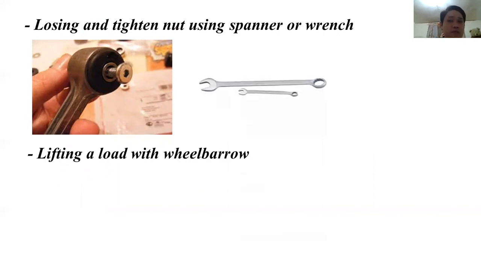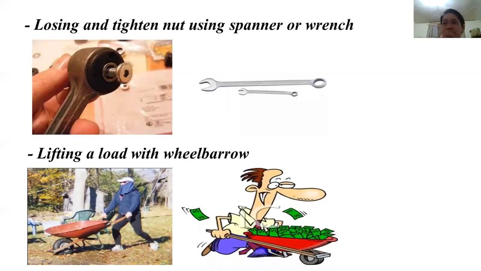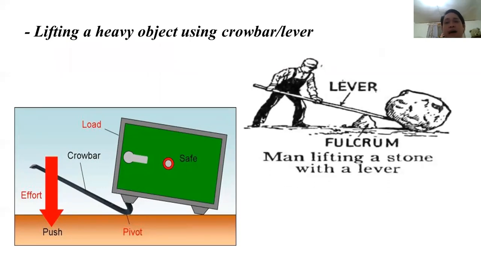Another example for moment is lifting a load with a wheelbarrow. Lifting a load with a wheelbarrow shows the moment of a force. Another example is lifting a heavy object using a crowbar or lever. You can see the lever and then the fulcrum, a man lifting a stone with a lever. These are some examples of moment of force.